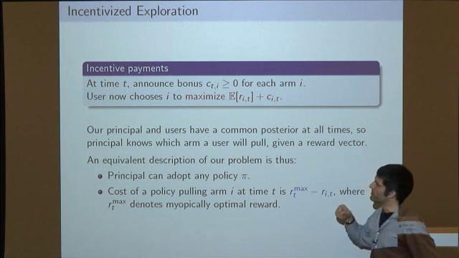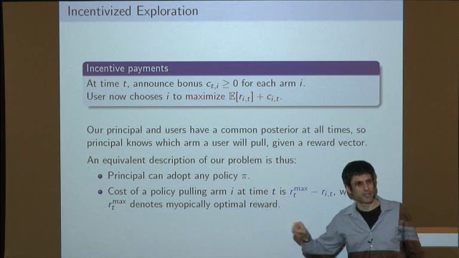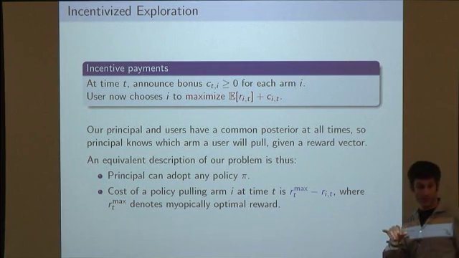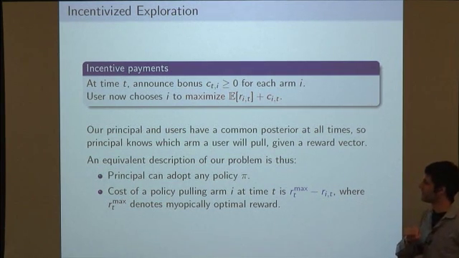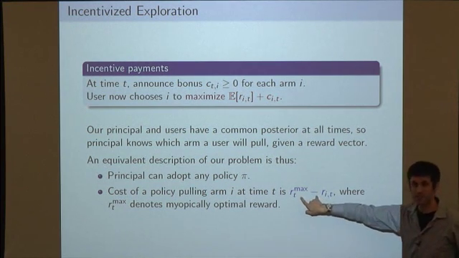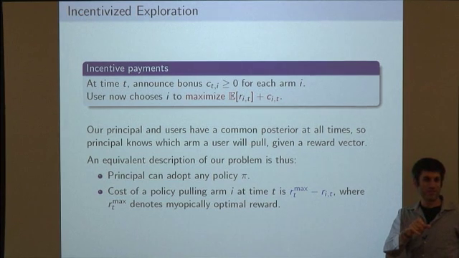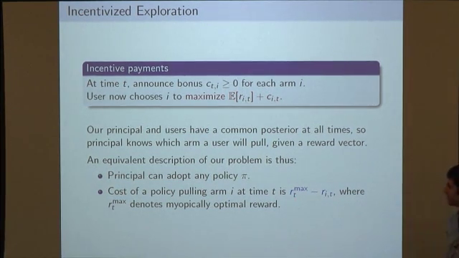So an equivalent description of what the principal is trying to do is: it can adopt any policy it wants for selecting which arm to play at time t based on past history. But if it makes a selection other than the myopically optimal arm at any time, it needs to pay this much cost to bridge the gap in the user's utility between doing what's myopic and doing what the principal is asking.